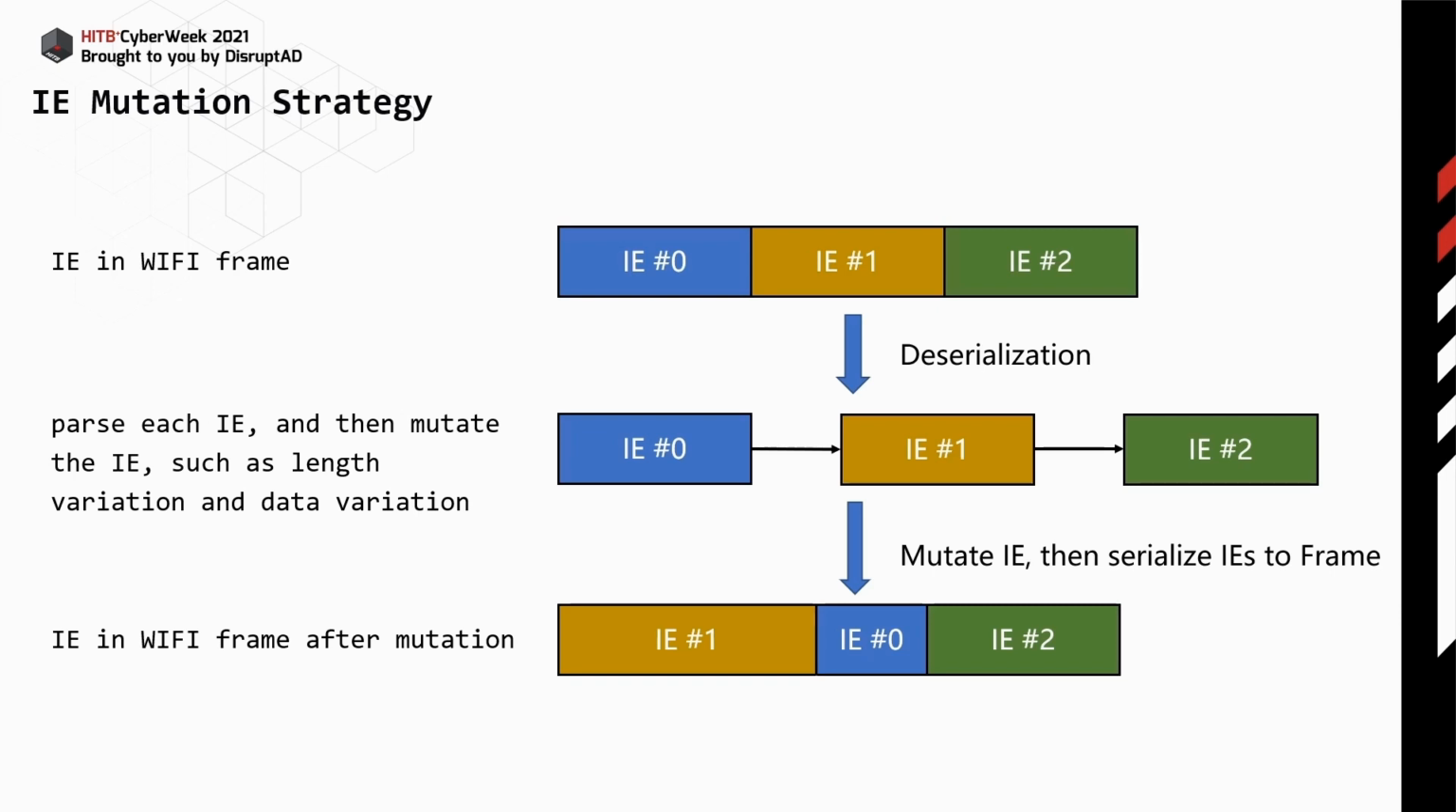First, I parse all IEs in the Wi-Fi frame and use a linked list to organize all IEs in the frame. Then we mutate the IEs. It mutates the IE nodes in the linked list, such as byte flip, IE length change, and so on. After the mutation is complete, we will serialize the linked list and put it in the Wi-Fi frame. During the serialization, we can also modify the order between each IE.